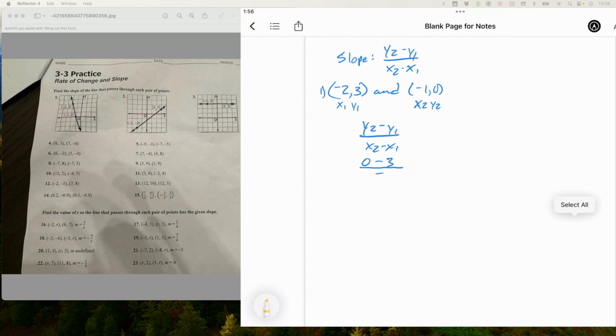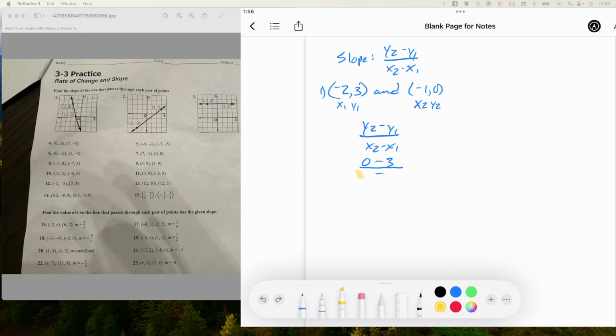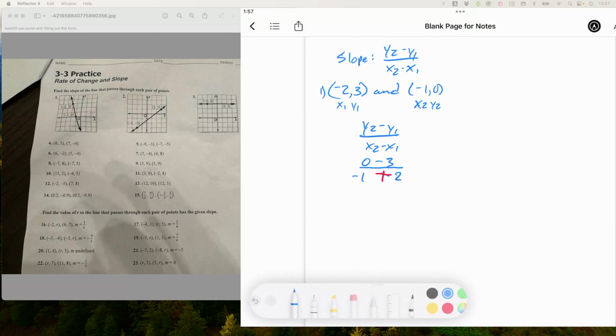So x2 minus x1 is negative 1 minus negative 2. Those two negatives are going to turn into a positive. So I have negative 1 plus 2. So our slope here ends up being negative 3 over 1. Lots of people are tempted to turn that into just a number 3. When we're talking about slope, we should always leave it as a fraction. So the answer here should be negative 3 over 1.